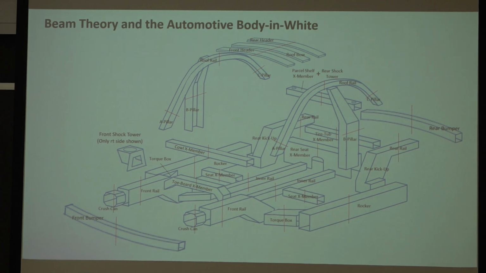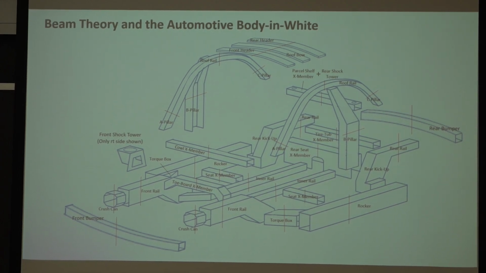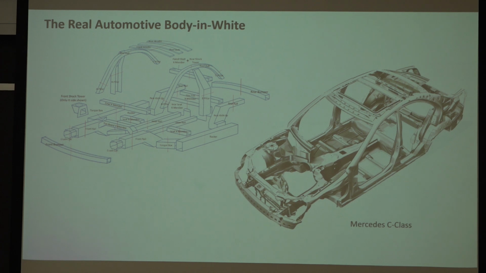But anyway, so here is a body structure of a car broken up into its individual pieces, beams. So here we've taken a structure that's very complex. We've broken it up into individual pieces. If I go to the next slide here, I'm going to come back to this.